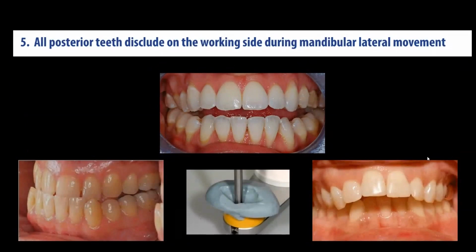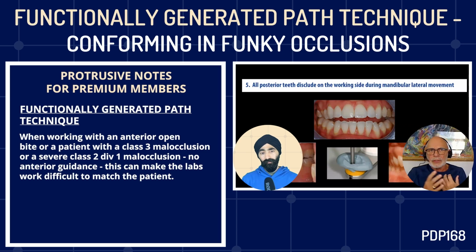Yeah. Well, for those of you that can't see my screen, if you have an anterior open bite or you have a patient with the Class III malocclusion or a severe Class II malocclusion, none of these patients have anterior guidance. Ideally, when you tap your teeth up and down in intercuspal, all the teeth should meet evenly. And as soon as you move your bottom jaw forwards, left or right, you should just be on the front teeth and not the back teeth.